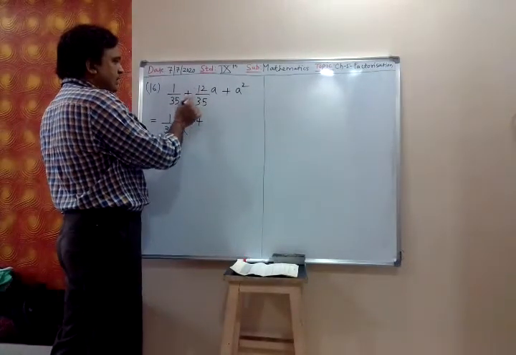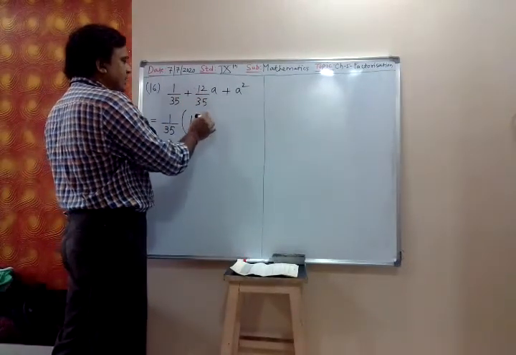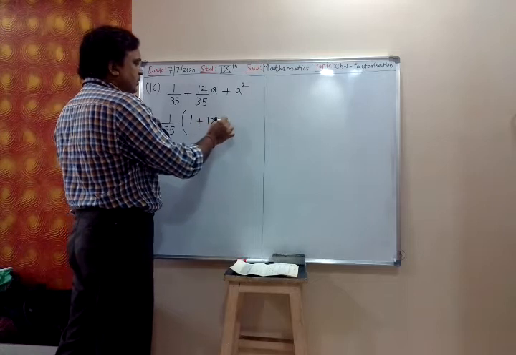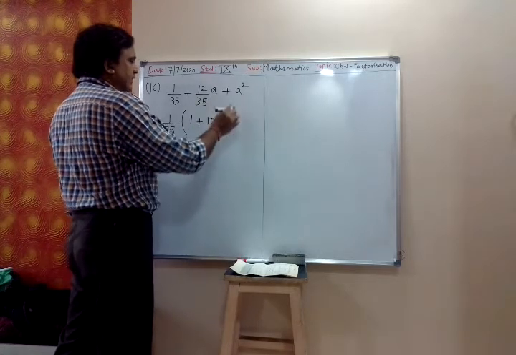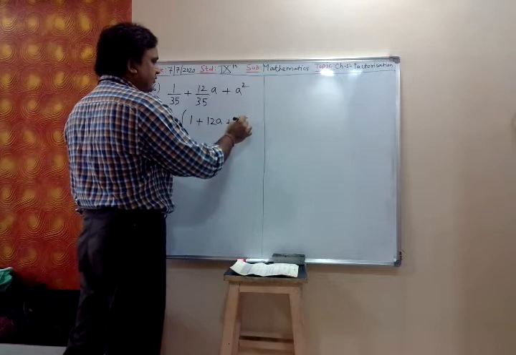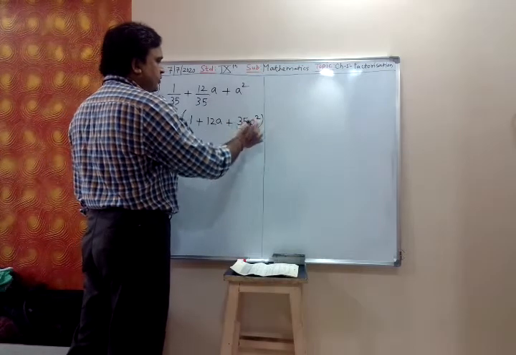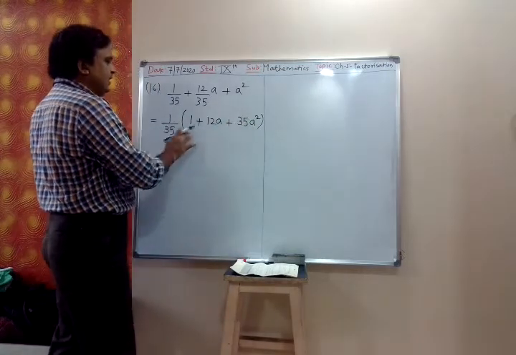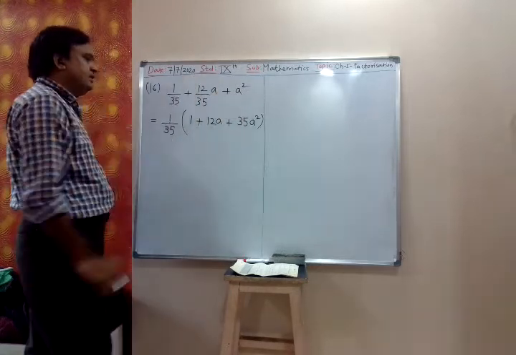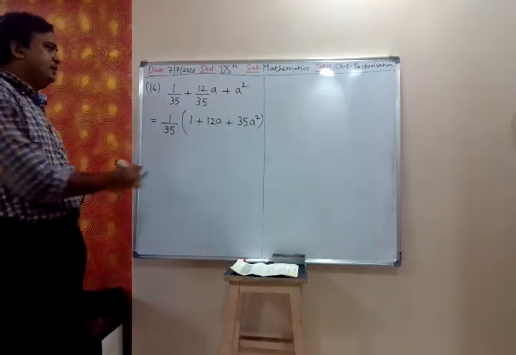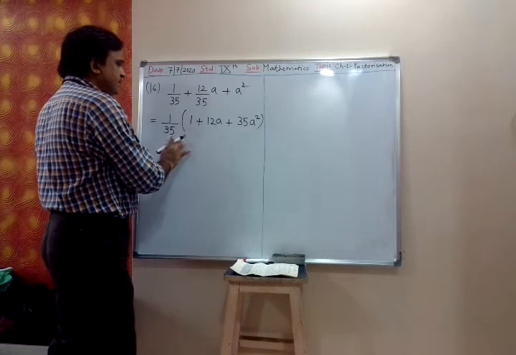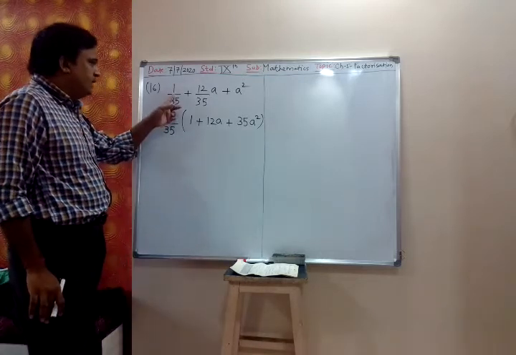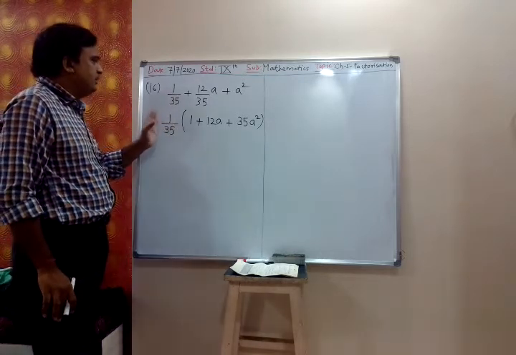Then 1 upon 35 is going outside, 12a plus, now there 35 will be left, 35a square. So when you open the bracket, 35 gets cancelled and a square is left. So now we have to factorize the bracket term, because 1 upon 35 I have taken common.